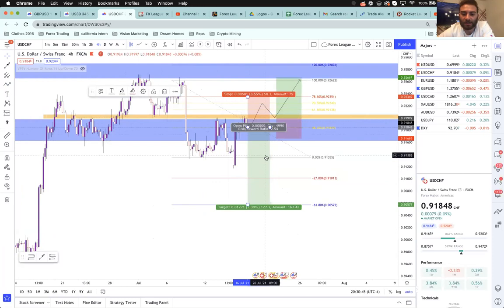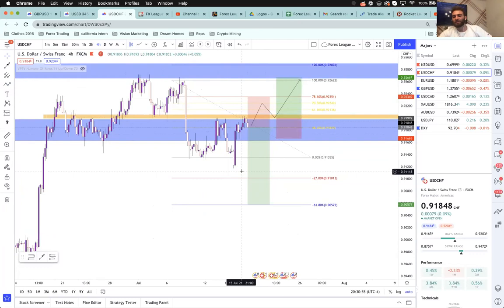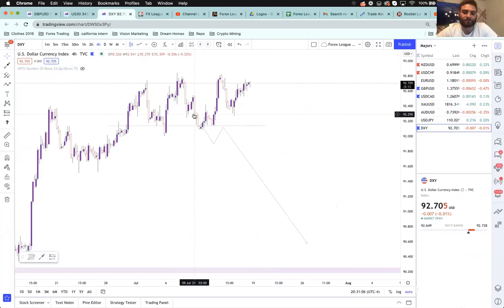So yeah. Entries here, stops are up here, 92350, and then targets are going to be down here. This is a swing trade. Just keep in mind, we do have two ideas right now, one for NZD USD and one for USD CHF, and they're both in the same direction. So they're basically relying on the dollar going short.